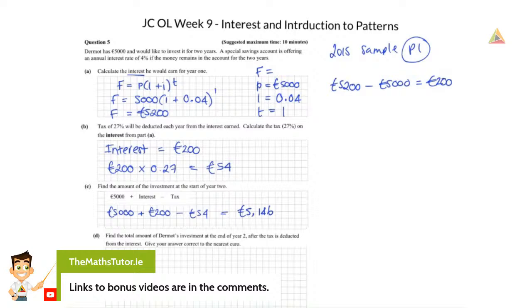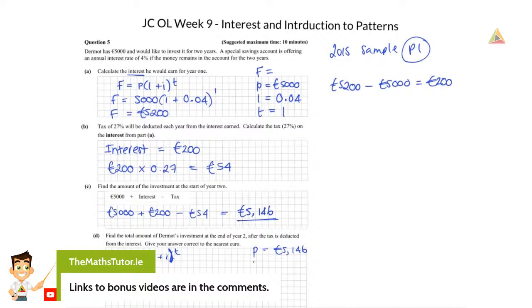So that's part C. And then for part D, find the total amount of Dermot's investment at the end of year 2 after the tax is deducted from the interest, and give your answer correct to the nearest euro. So for part D, we need this formula again. F is equal to P by 1 plus I to the power of T. Now this time, we're looking for our final amount. Our principal for the start of year 2 is the end figure for the end of year 1. So our principal is going to be 5,146 euro.